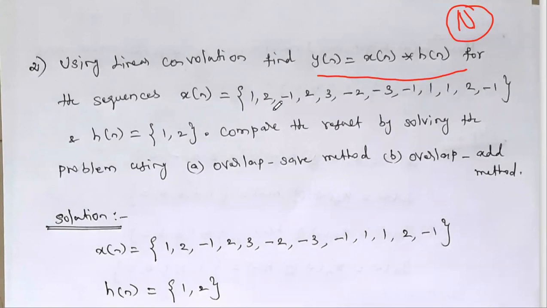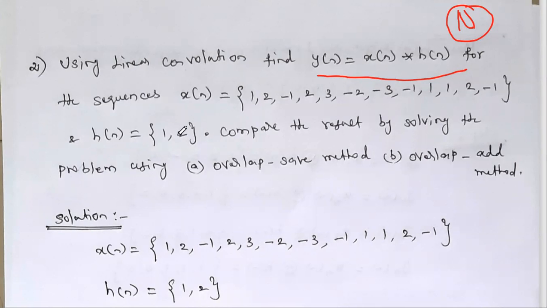Here you see x of n is a lengthy sequence. If the input is a lengthy sequence, that's why we use the overlap save method and overlap add method. If x of n has a simple length, like a 4 or 5 point sequence, we can simply use the tabulation method to perform linear convolution. Here the question is to find the output y of n and compare the result by solving the problem using the overlap save method and overlap add method.